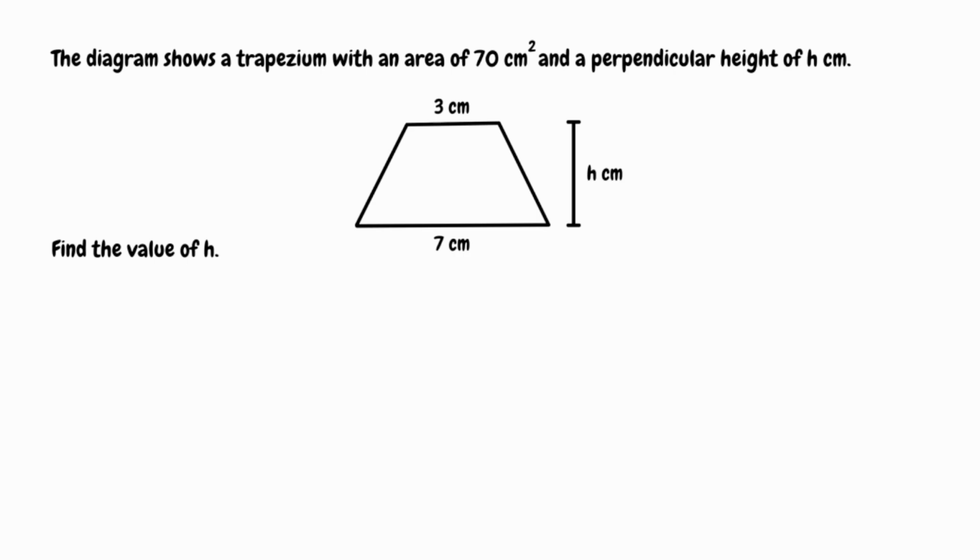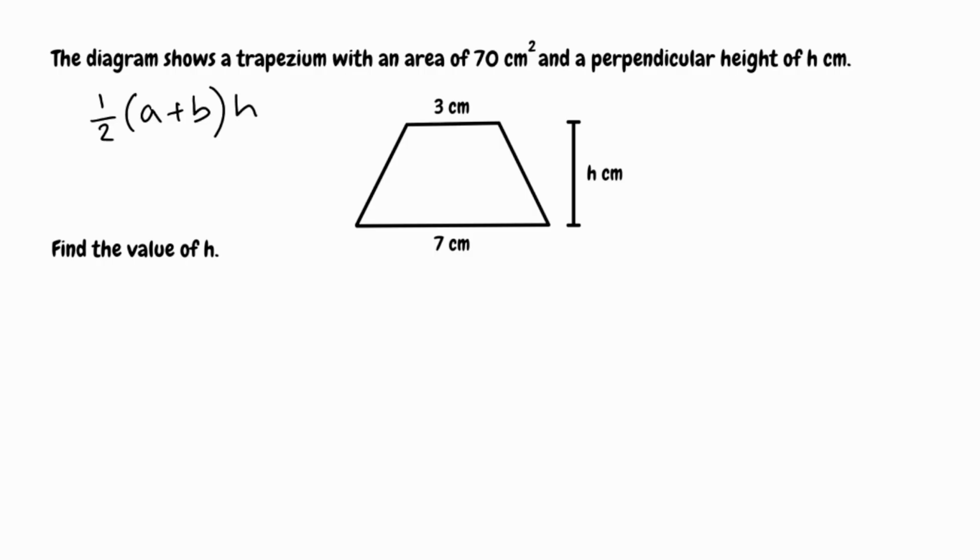So we want to use our area formula for a trapezium, which is a half of a plus b, which we then times by h. So a and b refer to the parallel sides of the trapezium, which as we're looking at it here would be the top and bottom lengths.